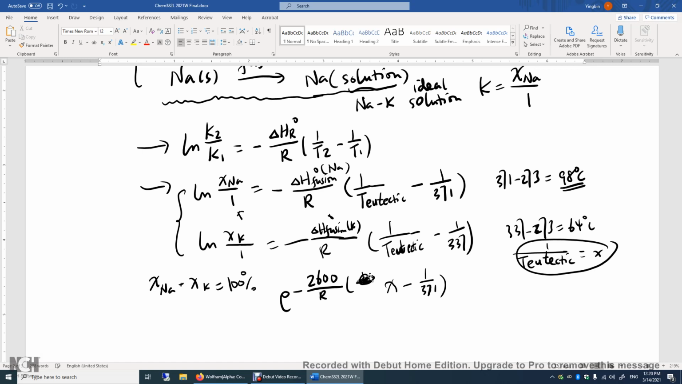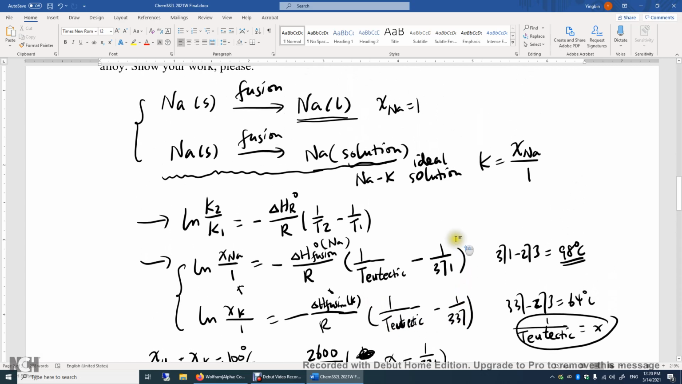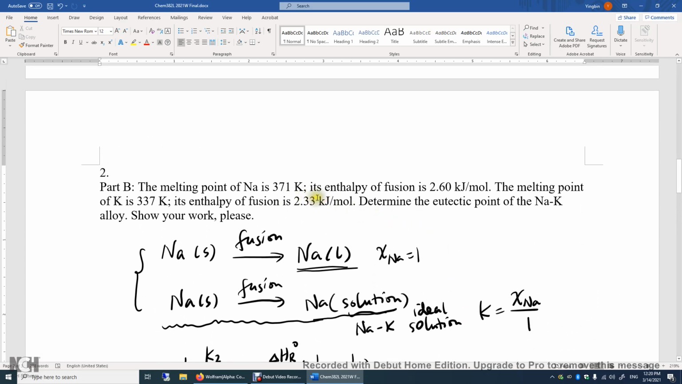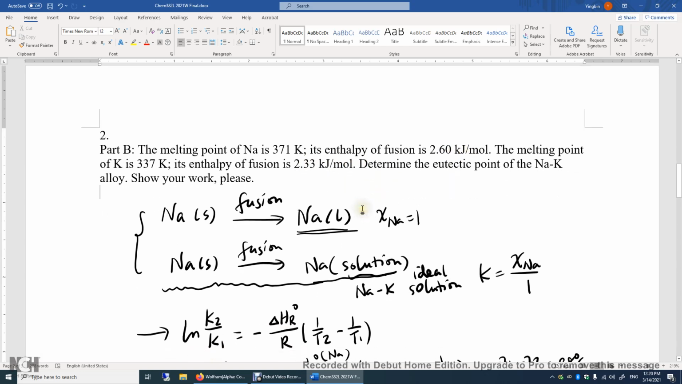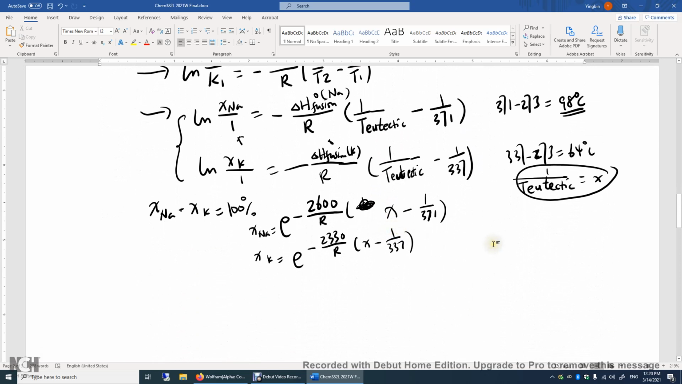All right, so this is X sodium. What's the mole fraction of potassium? It's e to the power of negative 2330 over R times X minus 337. All right. Over here, 2.33 kilojoule per mole, 2.60 kilojoule per mole are the enthalpy of fusion of these two metals. So now we can see the equation we actually need to solve is this.